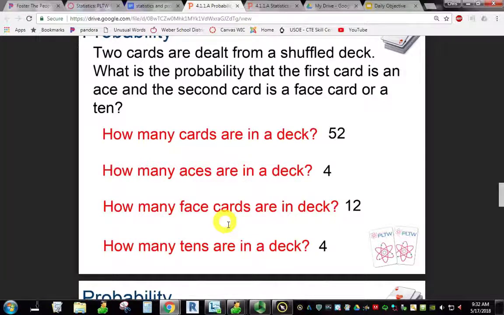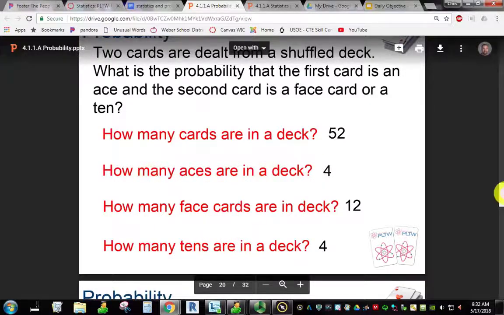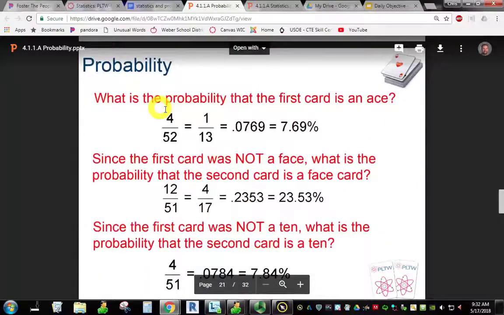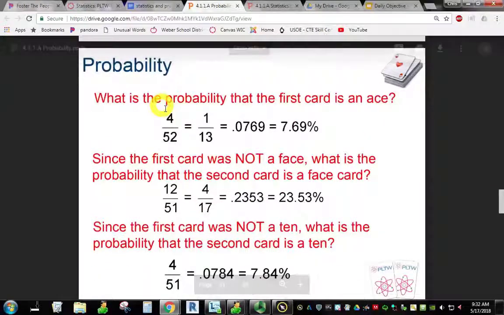What's the probability that the first card is an ace? There are 4 aces. That's pretty straightforward. I showed the answers on all of them, but you're showing your work on all of these. So 4 over 52, they're just showing that it's reduced. So I could say 0.0769 or 7.69% of the time.